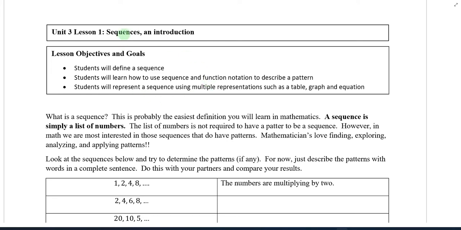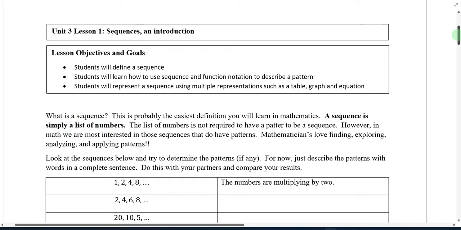Today we're going to be talking about sequences, and we're going to introduce the idea of this thing called a sequence. We initially started talking about this in the warm-up. We saw a sequence in the warm-up, but our goals for the lesson today, we're going to be defining what a sequence is. We're going to learn how to use sequences and function notation to describe a pattern. And then we want to represent a sequence using multiple representations, such as a table, graph, and equations. So let's go ahead and get started here.